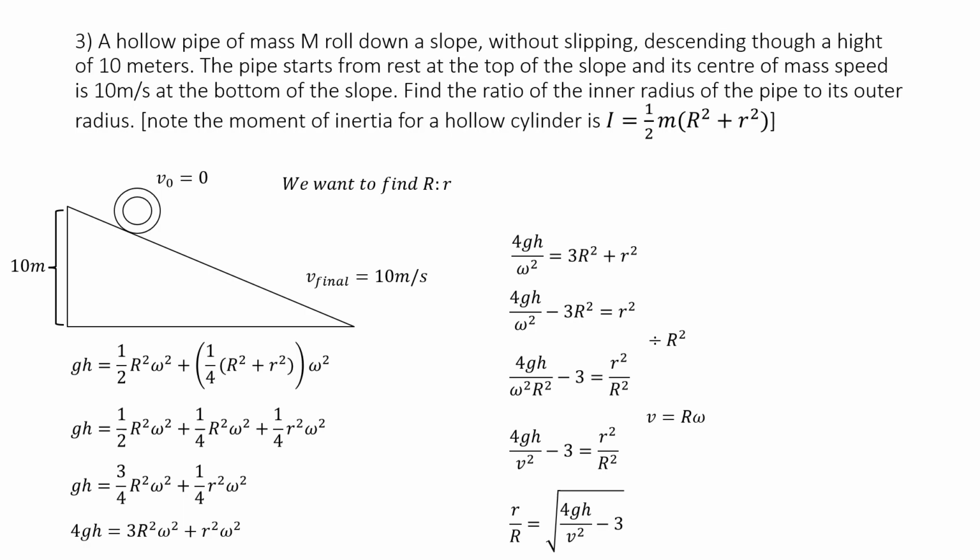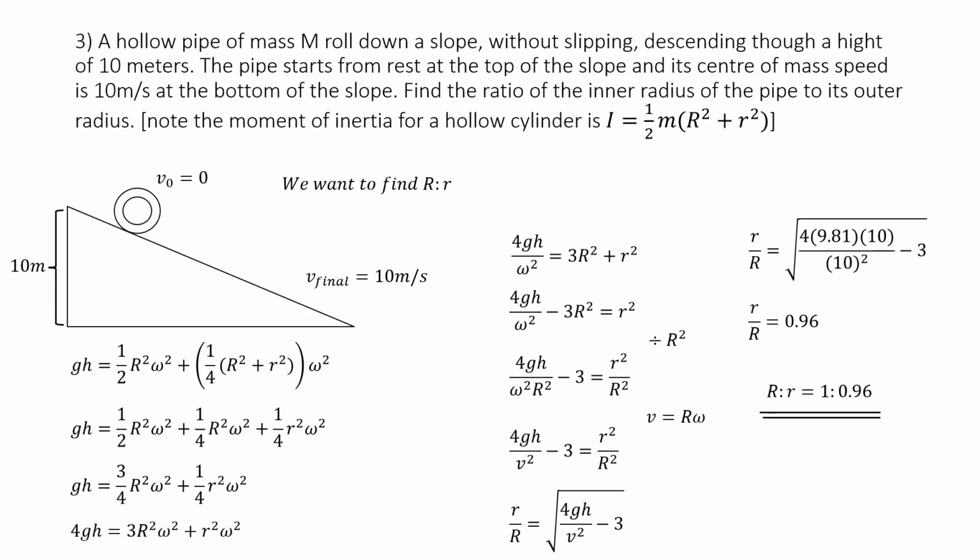g is simply 9.81, h is simply 10, and our v squared is also 10. So we can sub that into the equation over here, and this gives us an answer of 0.96, which means that our ratio of big R to small r is 1 to 0.96.